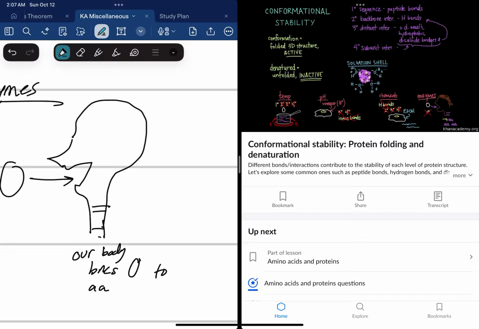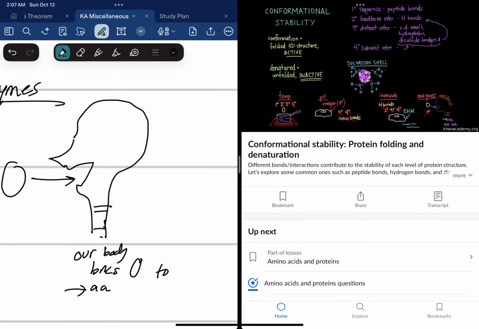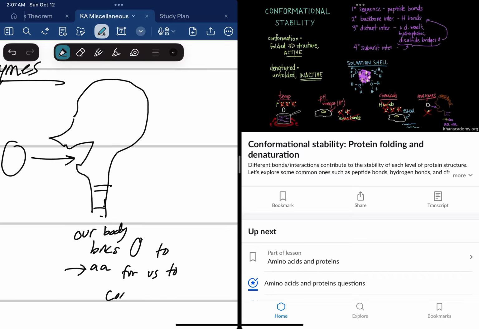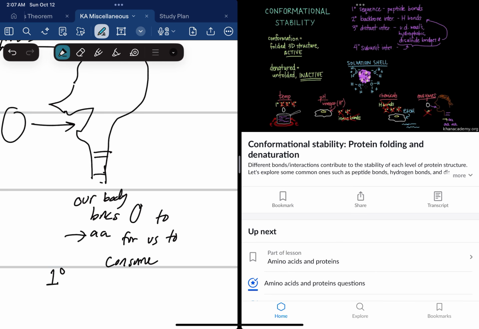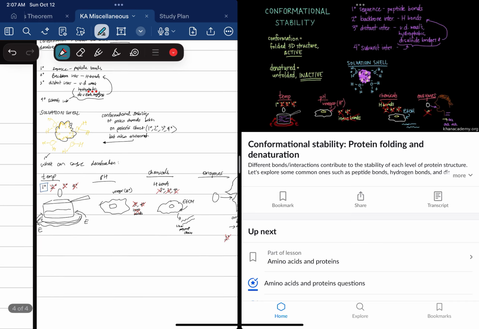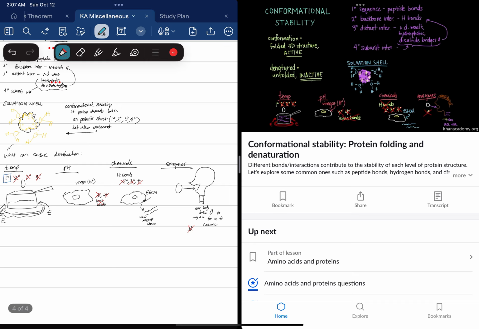So what did we learn? Well, we learned that the conformational stability refers to all the forces that keep a protein properly folded in its active form. And this includes all of the different levels of protein structure as well as the solvation shell. And we also learned that a protein can be denatured into its inactive form by changing a variety of factors in its environment, including changing the temperature, the pH, adding chemicals or enzymes.